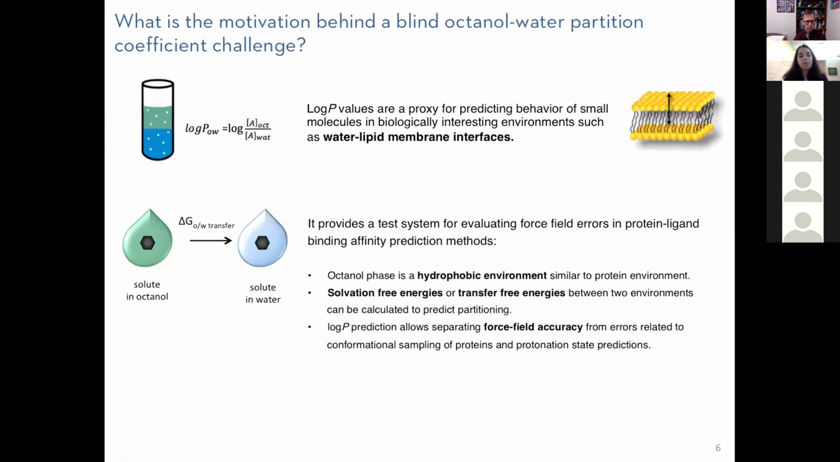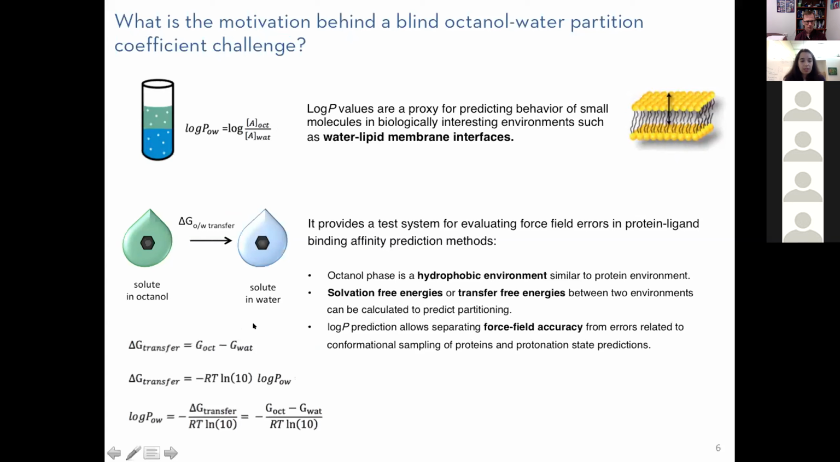For evaluating physical methods for predictions, it provides a test system for evaluating force field errors in protein-ligand binding affinity prediction methods. Octanol is a hydrophobic environment, which could be said to be similar to a protein environment. Methods that calculate solvation free energies and transfer free energies of a solute between two phases are similar to the ones where you would calculate partitioning of a ligand between the aqueous phase and a protein binding phase. logP prediction allows separating force field accuracy from conformational sampling of a protein binding site or protein, and it also removes the effect of protonation state predictions from this physical property.